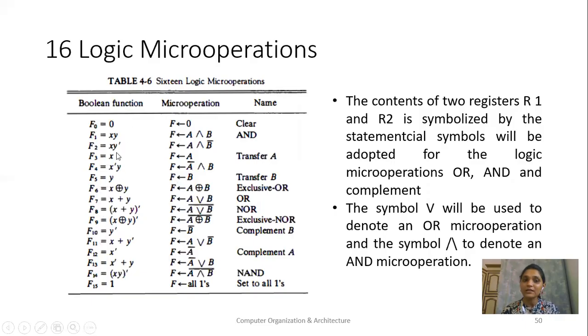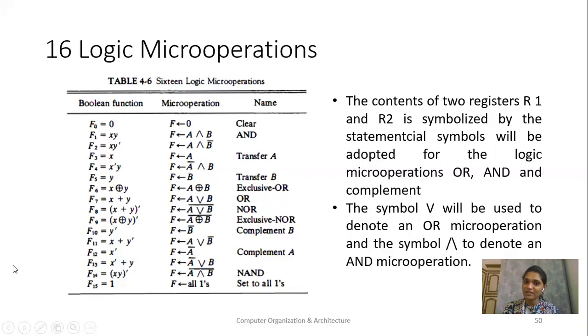But this is in Boolean form. In microoperation terms, we use different symbols. For ORing operation, we use this kind of symbol. For ANDing operation, we use this kind of symbol. For the complement operation, we use a bar. For XORing, we use this symbol. So these are the different symbols we use for logical operations.